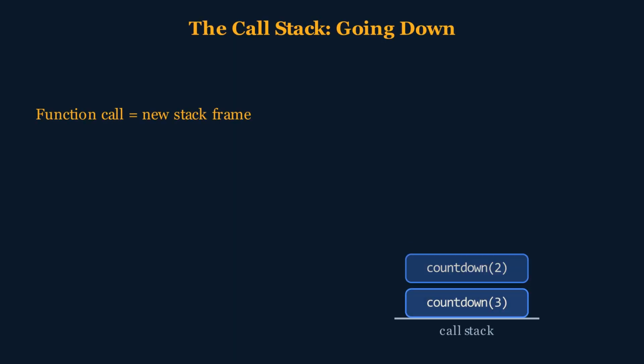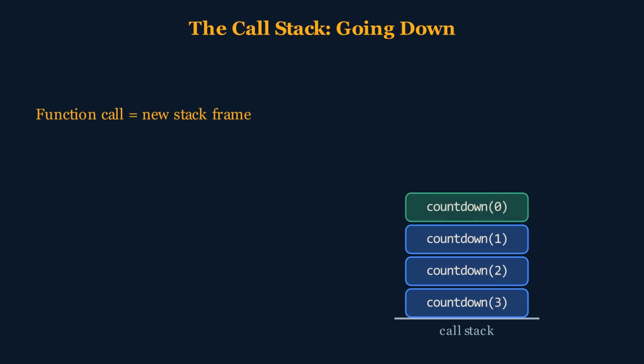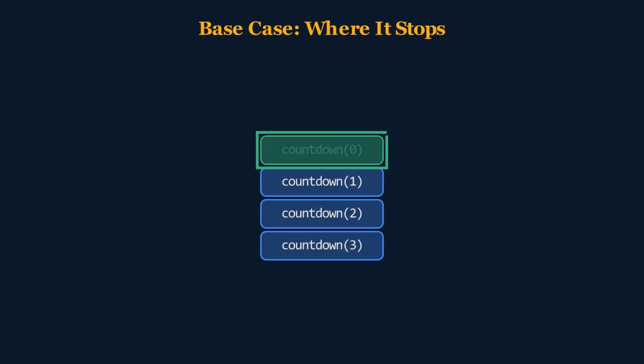Let's trace countdown of 3. It prints 3, then calls countdown of 2. That prints 2, then calls countdown of 1. Each call doesn't disappear, it gets stacked. This stack of paused function calls is the call stack. Every call is one frame, placed on top. Now n is 0. The base case runs. It prints done and returns. No more calls. The stack stops growing.